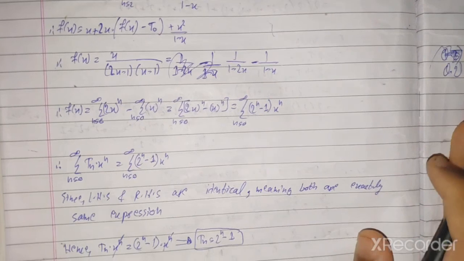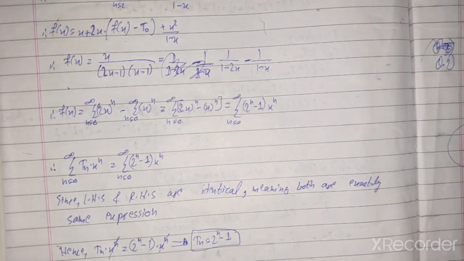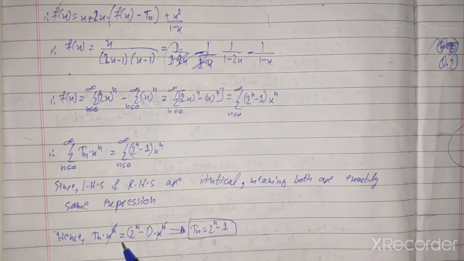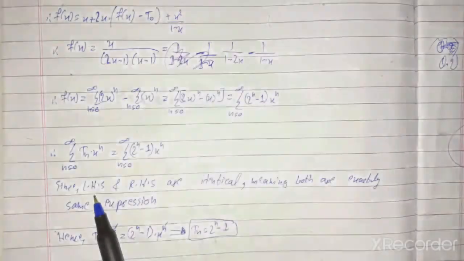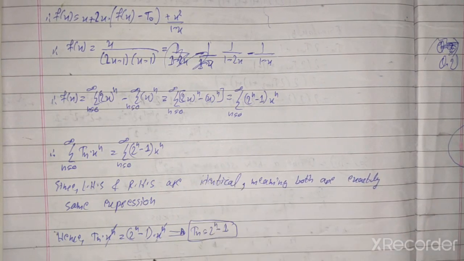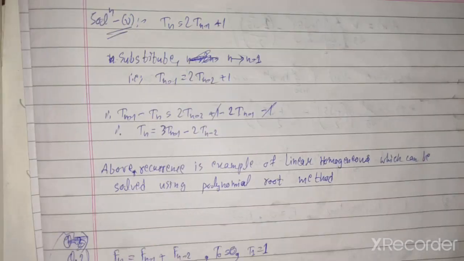Now if you see, LHS and RHS are both identical because they are exactly the same, implying that since they both are identical, their each term has to be the same, that is t_n x^n must be equal to (2^n minus 1) times x^n. Cut x^n, and you will eventually get t_n is 2 to the power n minus 1.